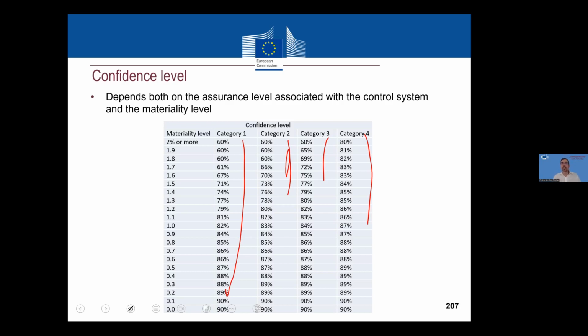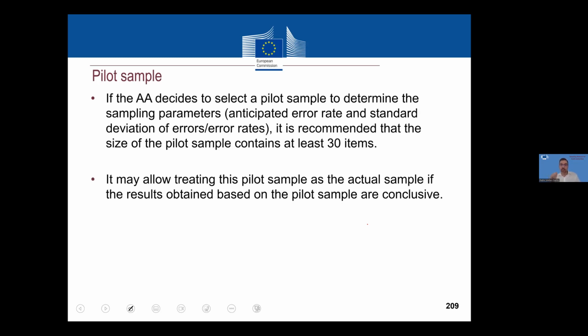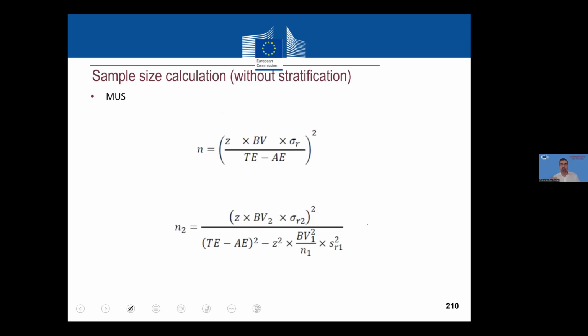So there's nothing to know. It's just to go to this table to select the correct confidence level and convert this confidence level into a certain Z value from the normal distribution, using the Excel template or any other, or even an Excel formula or whatever you like to use. Another relevant parameter is the standard deviation. Again, as for the anticipated error, you can use either historical data or a pilot sample. If you select a pilot sample, as usual, we recommend that this pilot sample includes 30 items, because this is the minimum for a statistical sample, and this may allow you to treat this pilot sample as the final sample if results are conclusive.